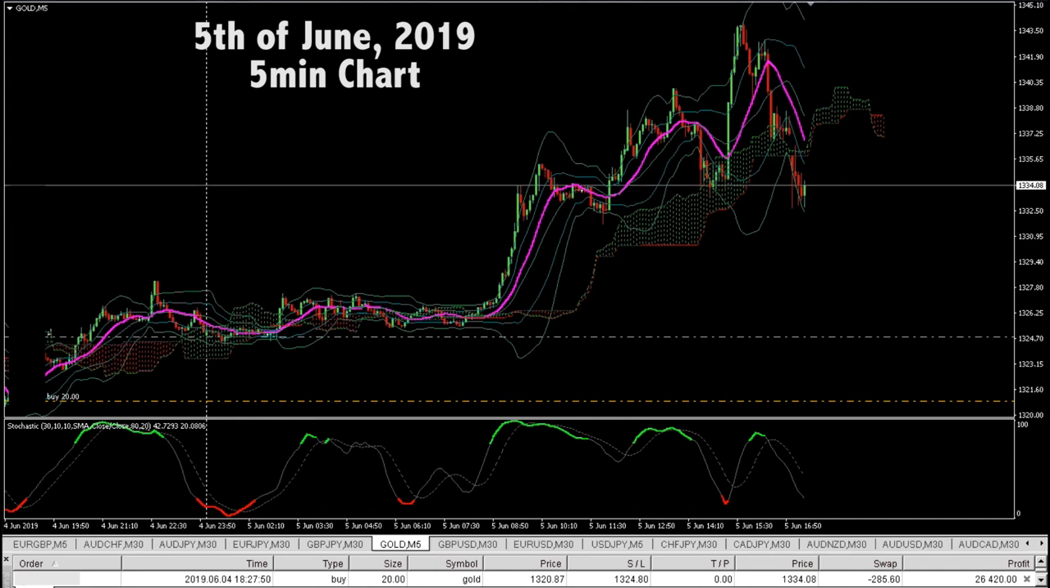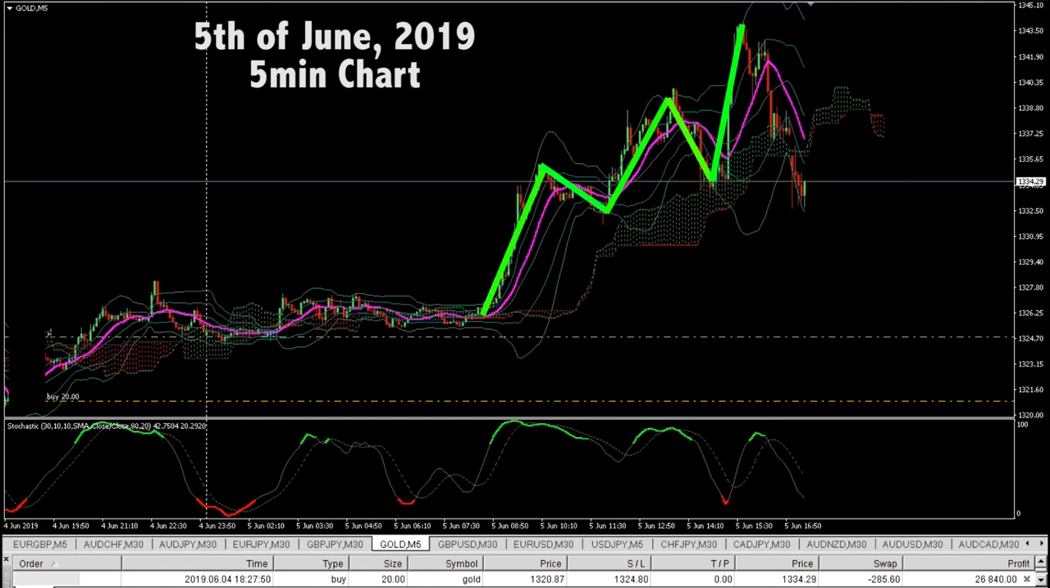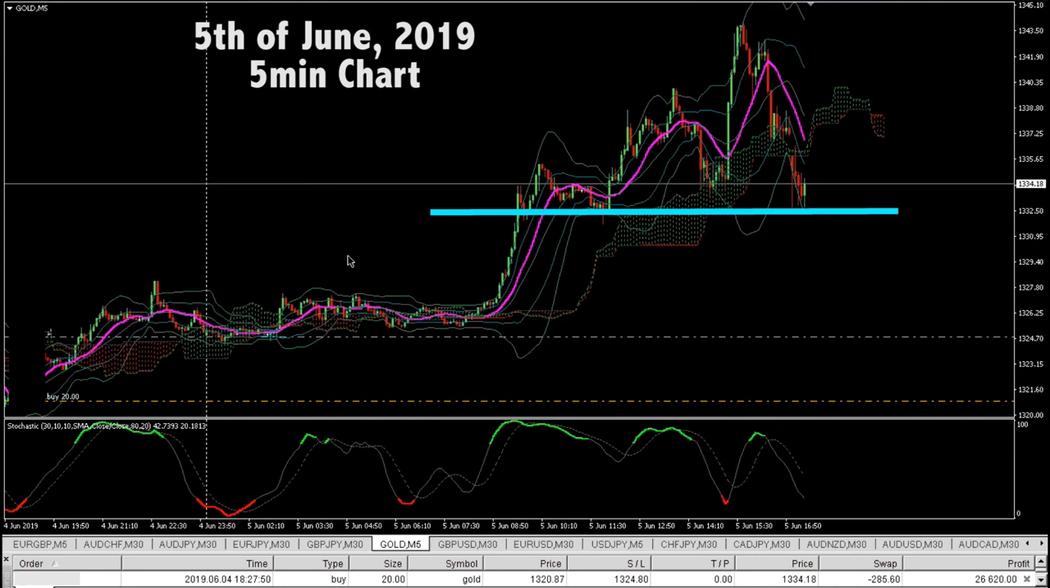Okay, 5 hours have passed after the previous recording, and again, this is a 5-minute chart of gold on the 5th of June. Now the price came back downwards, and it's strong. The volatility is pretty high today. If you look at the price action, after it made 1, 2, 3, 4, 5 waves upwards, it's creating downward waves of 1, 2, 3, 4, 5 waves. And the price is near the recent lowest here. The price might be supported here and could come back up this way.